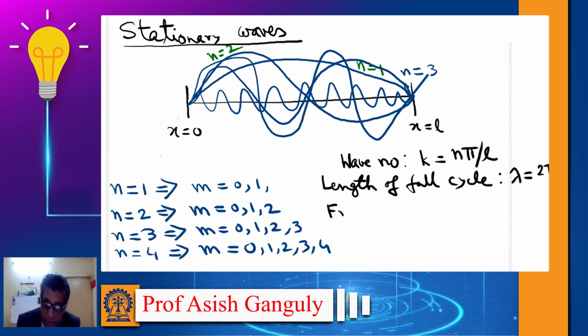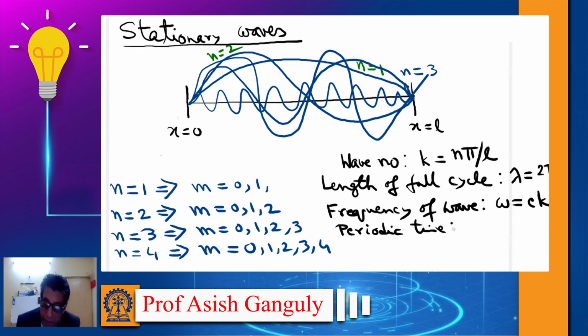Frequency of wave. These are all terminology relating to wave language. So frequency of wave, omega equal to ck. Periodic time, denoted by capital T, which is 2 pi by omega, which is the time lapse between two same phases. This is called periodic time.